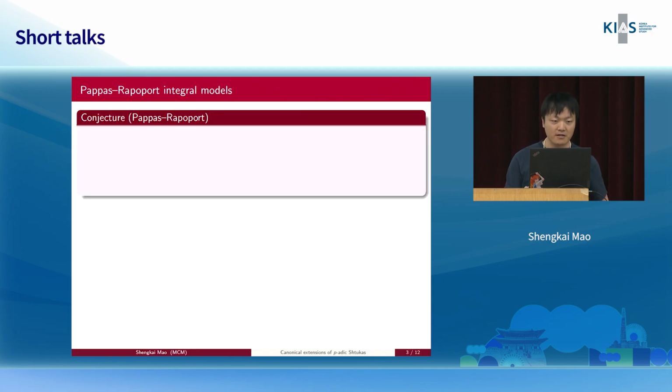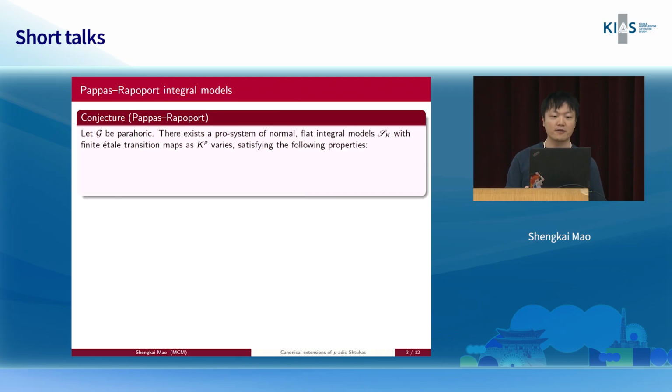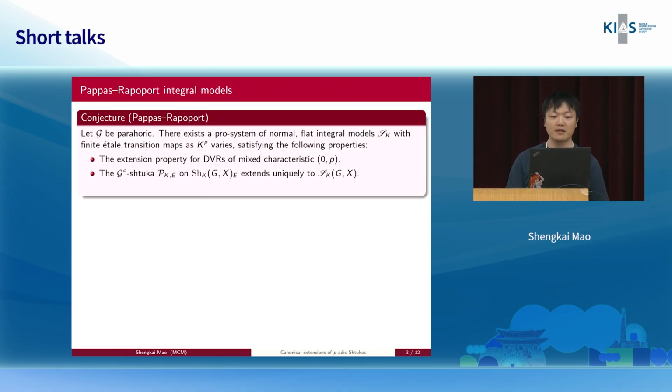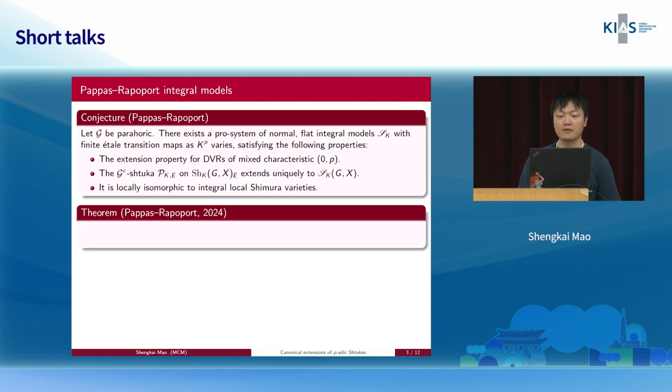Pappas-Rapoport posed a conjectural framework for integral models, which says, given the parahoric level structure, there should be a system of normal flat integral models satisfying an extension property, such that the G-shtuka on the geometric fiber will extend to the integral model. Here, the Shimura variety comes from the Deligne pro-étale torsor, where you pull back the level at p. And it should locally be isomorphic to integral local Shimura varieties, which are Rapoport-Zink spaces.